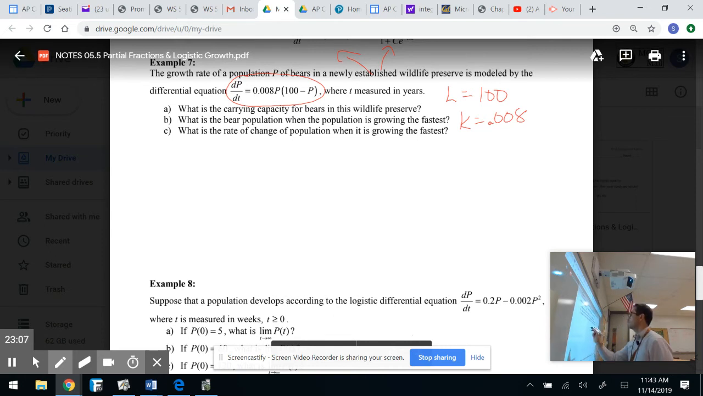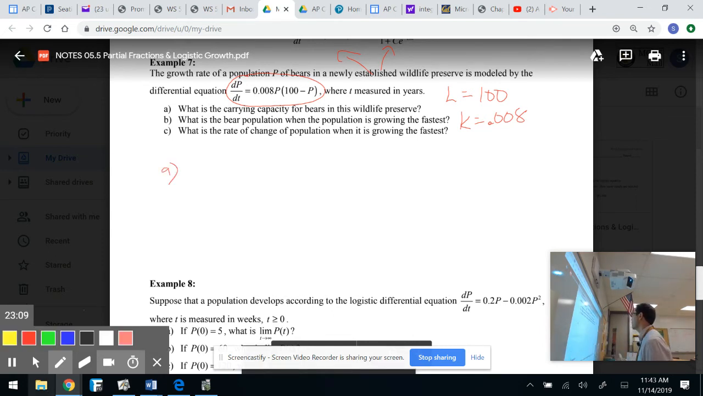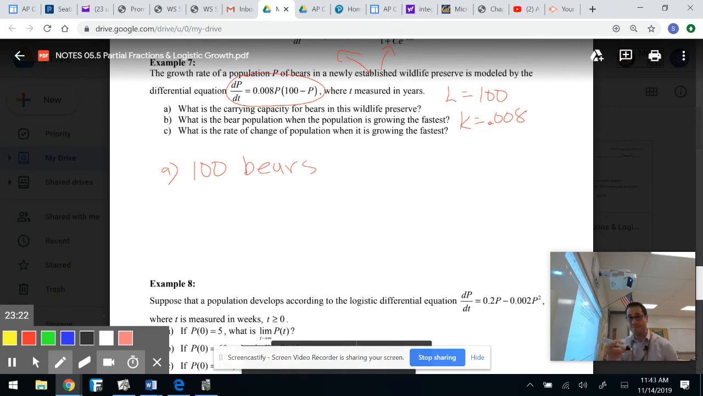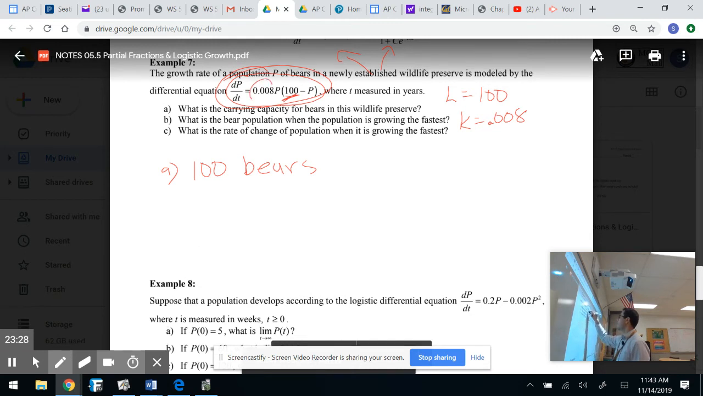So it's part A. What is the carrying capacity for bears and the wildlife? Okay, snap. Done. Is it really that easy? There are actually some questions that are that easy on the AP exam. If you know this is logistic growth, that is the carrying capacity, and that is your K.